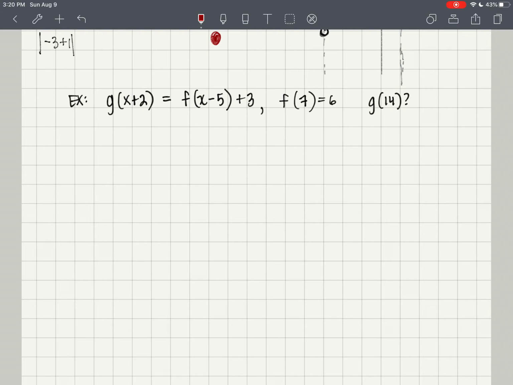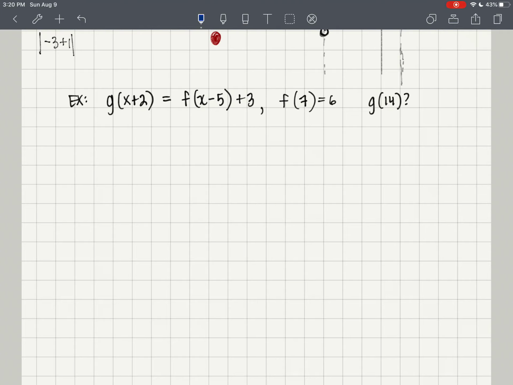How do I get f of x minus 5 to be f of 7? Because that would be so nice. If I could make this f of 7, then I could just say f of 7 is 6, right? And I could start substituting in values there. But how do I prove that? How do I make that happen?